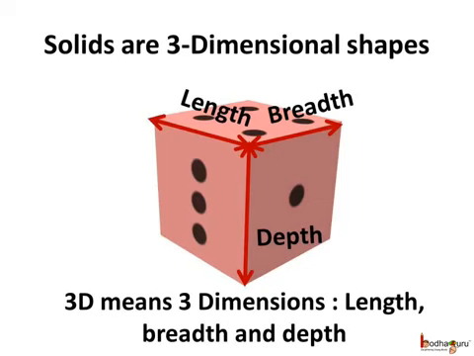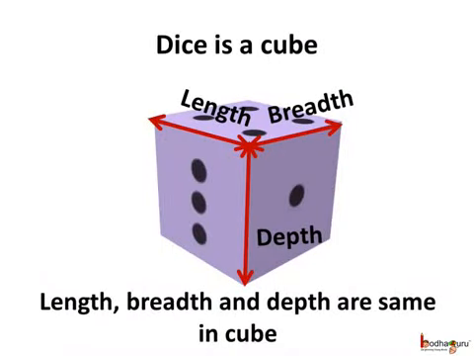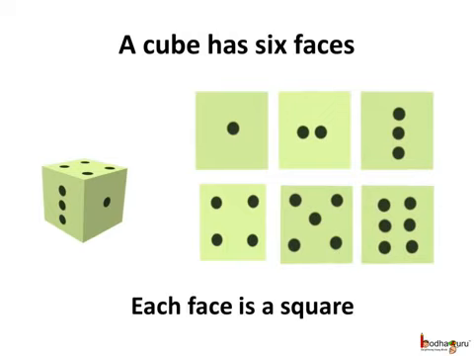Like this dice, it has the length, breadth, and the depth. All the solid objects are 3D shapes. 3D means 3 dimensions: length, breadth, and the depth. So, this is a dice and this solid shape is called cube. In a cube, the length, breadth, and the depth all are same. As a cube has 6 surfaces, we can say a cube has 6 faces and each face is a square.